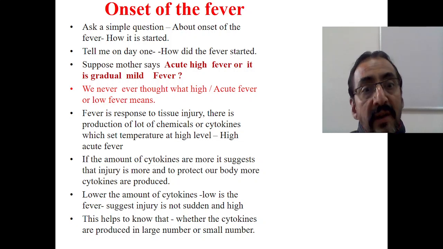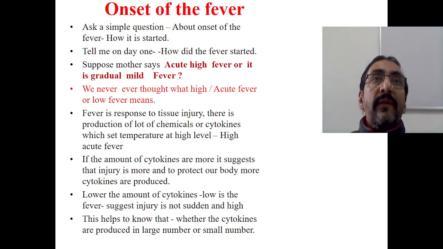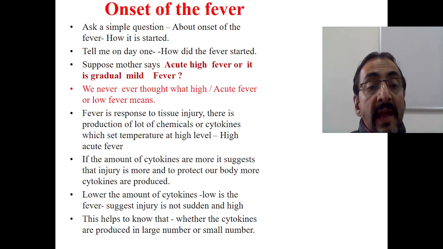Lower the amount of the cytokines. Suppose the amount of the cytokines is lower, then the fever is low, which suggests that the injury is not sudden and the injury is not at a higher level. That means there is not a large amount of tissue injury taking place. If tissue injury is taking place, it is taking place very slowly. It is not all of a sudden.